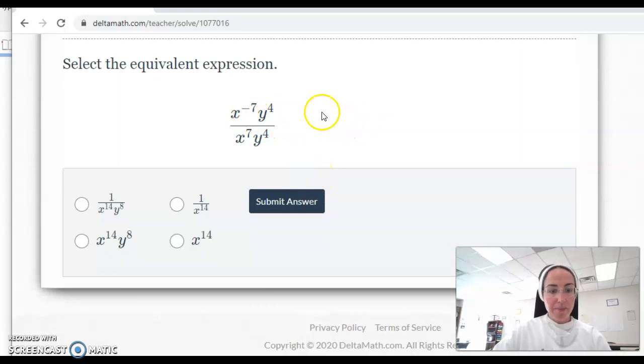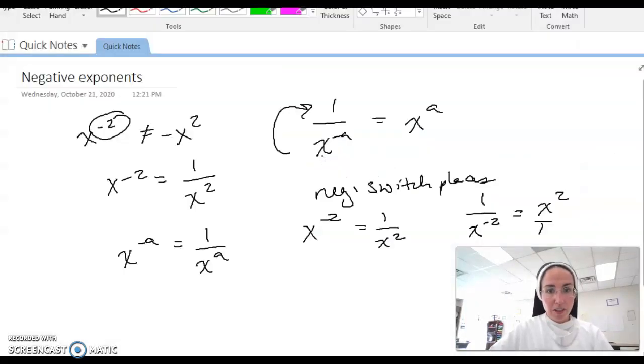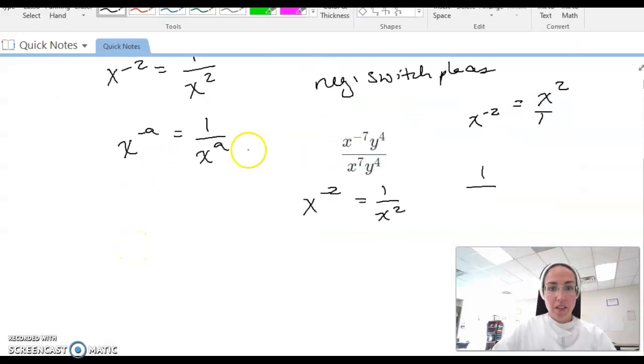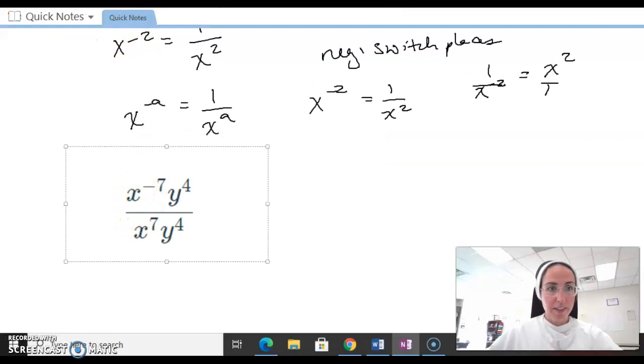So let's say we had x to the minus 7, y to the 4th, over x to the 7th, y to the 4th. Okay, we just moved it down here. Okay, so what is this going to simplify to?